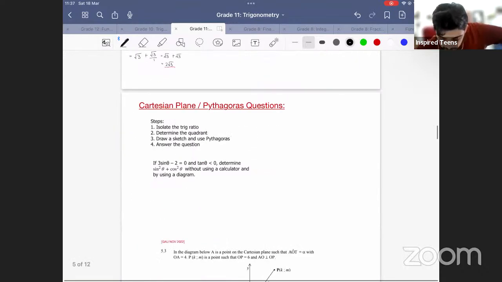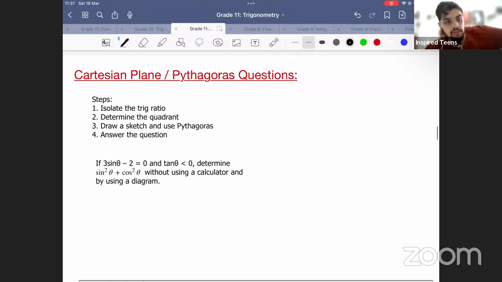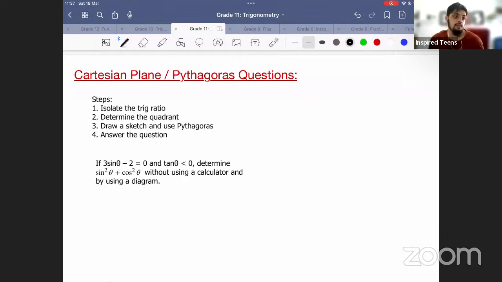Okay, let's move on. Right, Cartesian plane questions. So we're still getting to it. I can use a calculator because I examine also, you know.